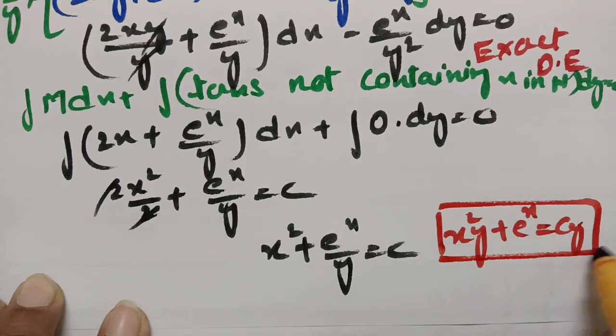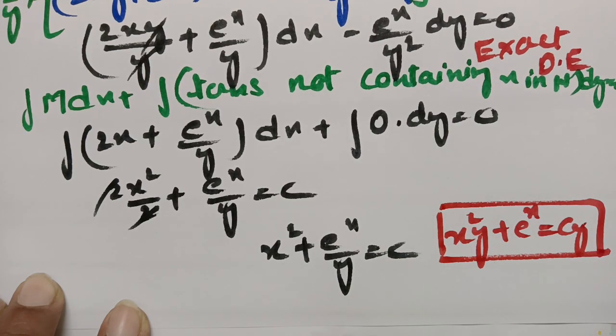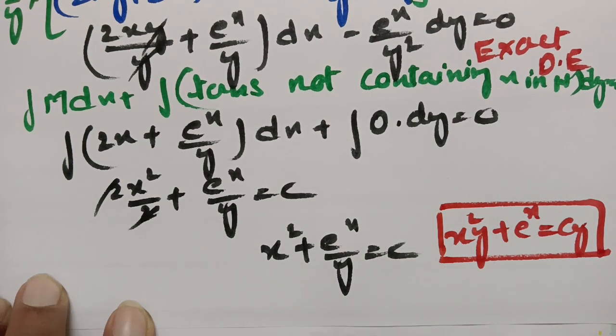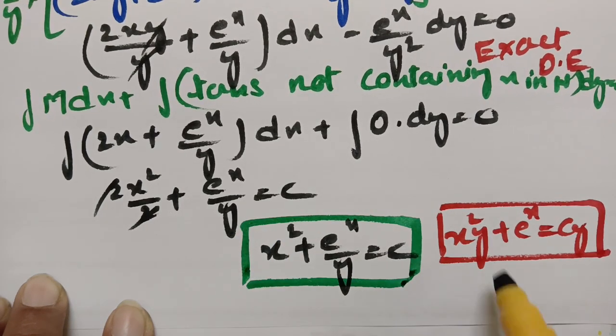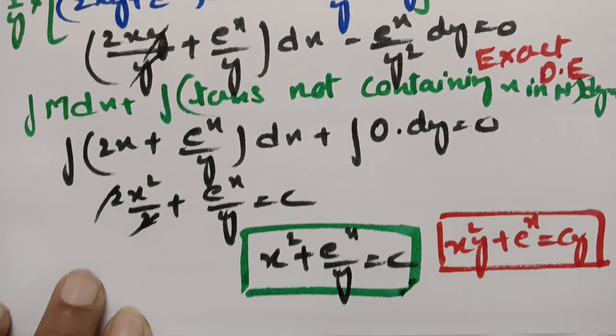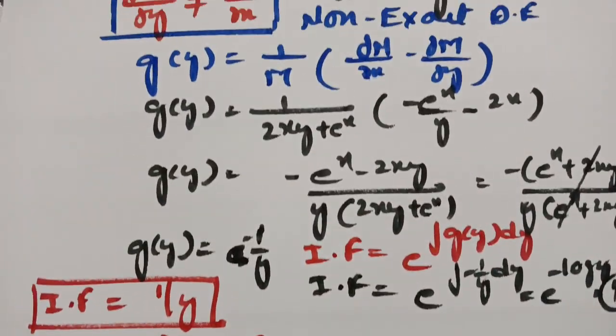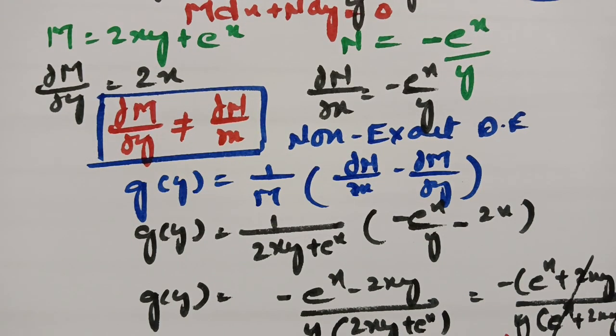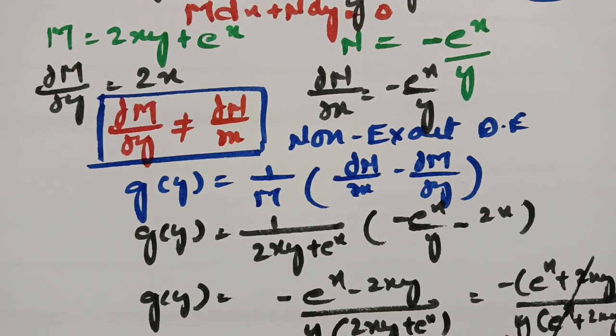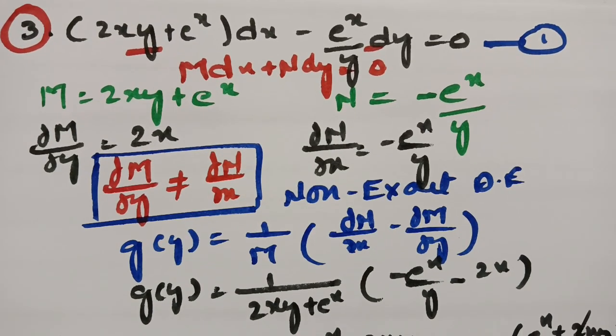So this is the required solution, and this is how we have to solve. You can write till here also, both are equal. This is how we have to select the integrating factor. We change this non-exact differential equation, after multiplying with an integrating factor, into an exact differential equation, put it in the formula, and definitely you can get a solution.